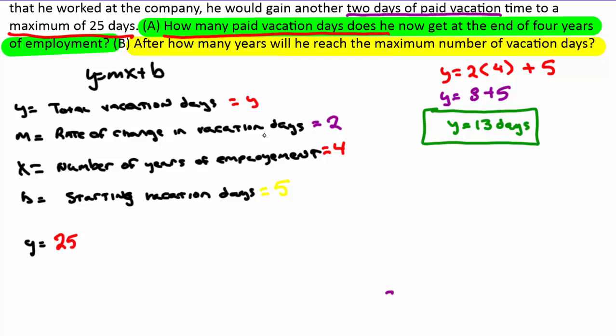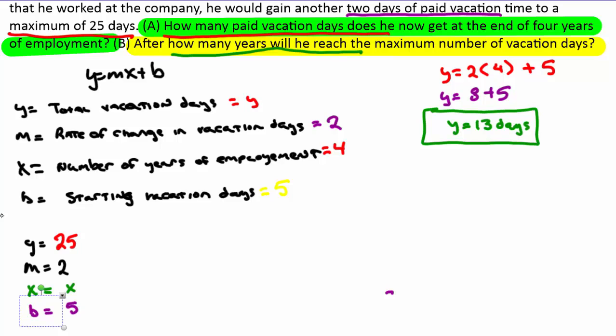Then it says the rate of change in vacation days. Well, the rate of change has not changed at all. It's still 2 days per year. The x, well, that's what we're trying to figure out. How many years will he reach the maximum? So in this case, the years is going to be the variable x. We're not going to change it. And the b is going to be the same. It's going to be the starting vacation days of 5 because he still starts out with 5.